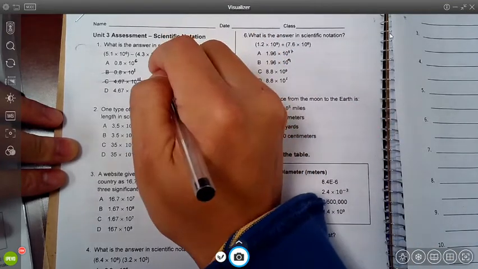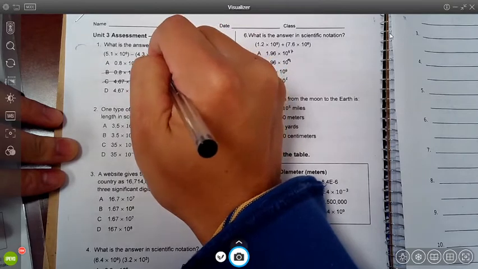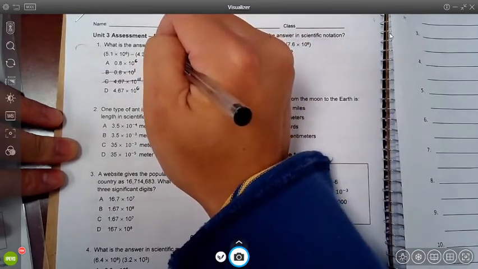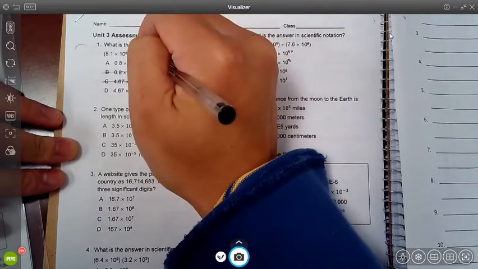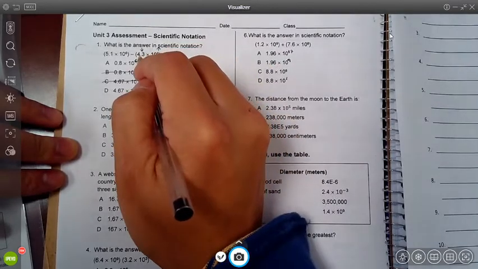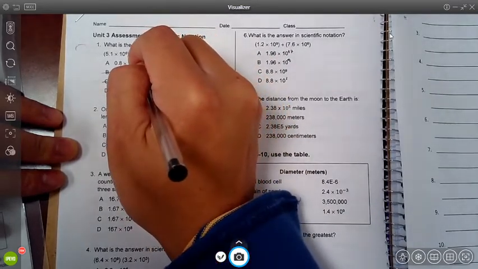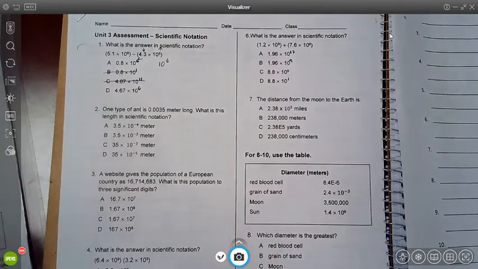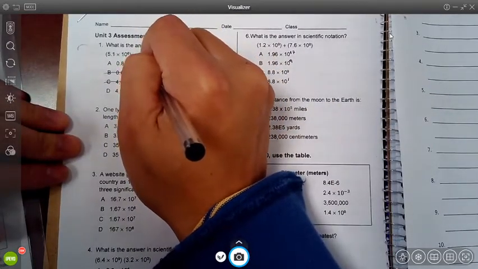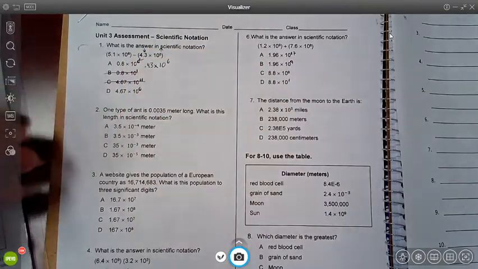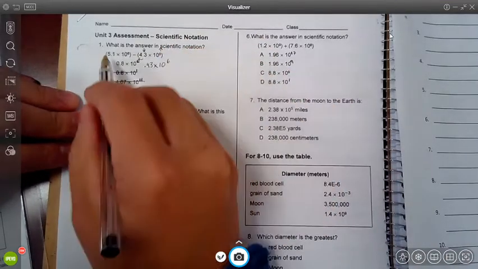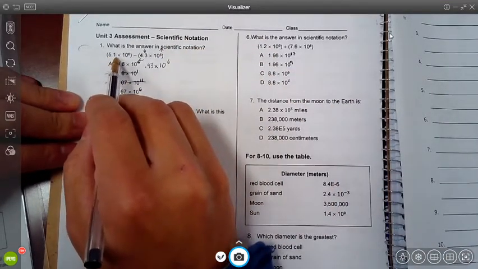So let's go ahead and change this 5 to a 6. I made the exponent bigger, so I need to make the coefficient smaller. I need to make it smaller by 1 decimal place, so I'm going to move it to the left 1. So this is 0.43 times 10 to the 6th. Okay, so this is 5.1 minus 0.43.